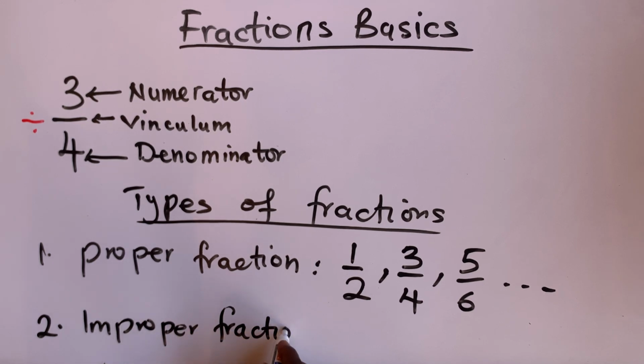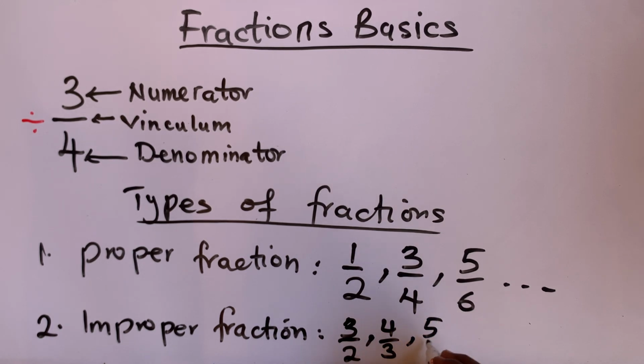Another type of fraction that we have is improper fractions. With this type of fraction, the numerator is greater than the denominator. For example, we have 3/2. We can also have 4/3. We can also have 5/4. These are improper fractions because the numerator is greater than the denominator.